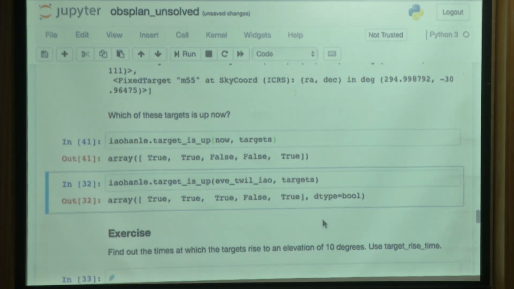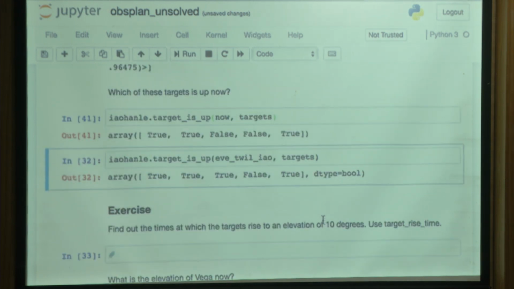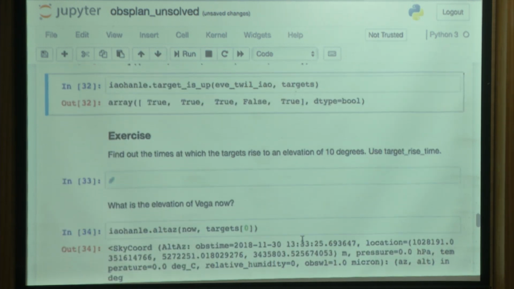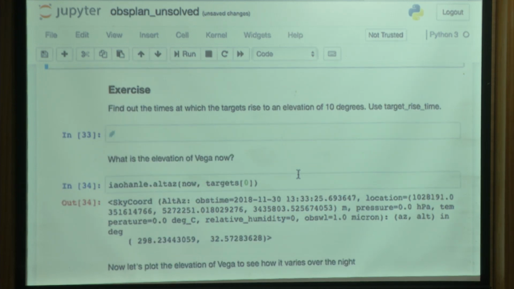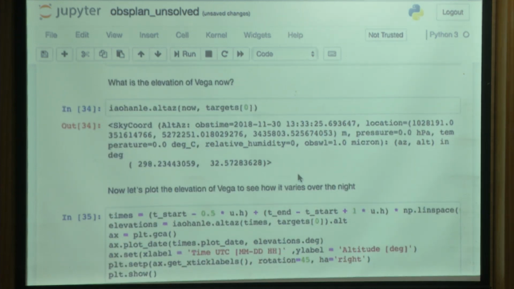Which of these targets is up now, and then we can also see which of them is up in the evening, at midnight, during the course of the night. We can plot their positions, which we have already seen how to do. So a small exercise here: find out the times at which the targets rise to an elevation of 10 degrees. Your output should be an array of times that tells you which of the objects rise above 10 degrees at what point of time. You can try this exercise, but I want to go through the other things that we can do.